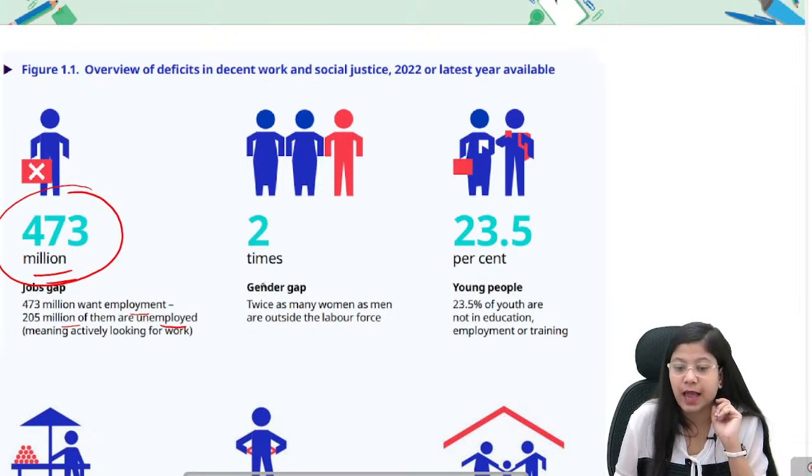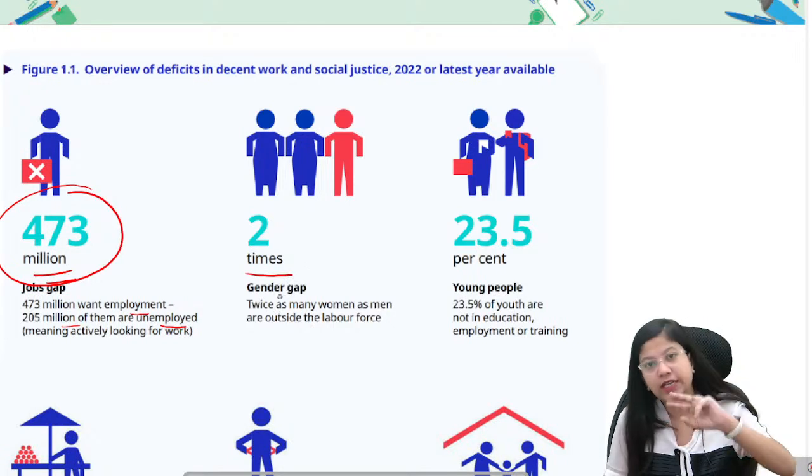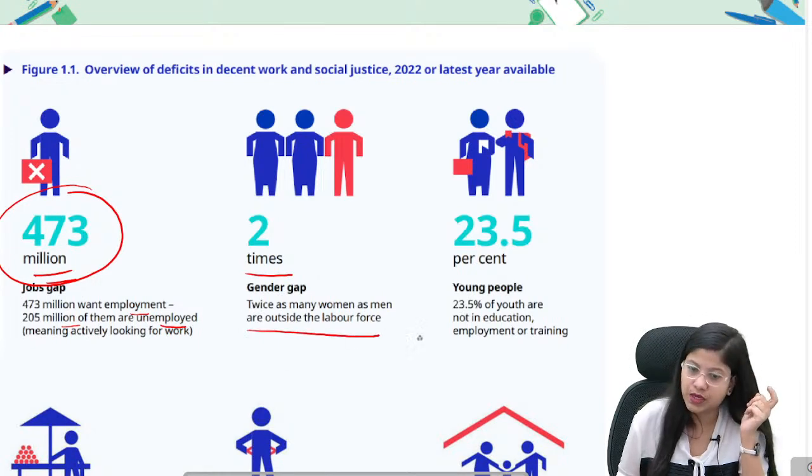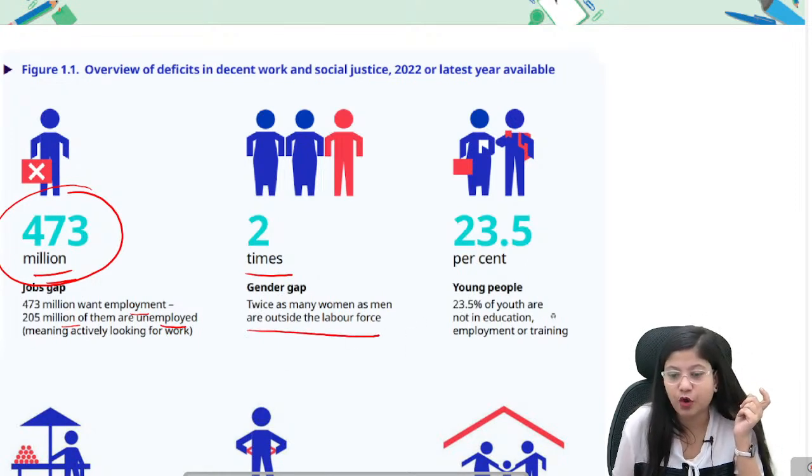Then the gender gap, 2 times. So the gender gap is twice. So twice as many women as men are outside the labor force. Then 23.5% of youth are not in education, employment or training.